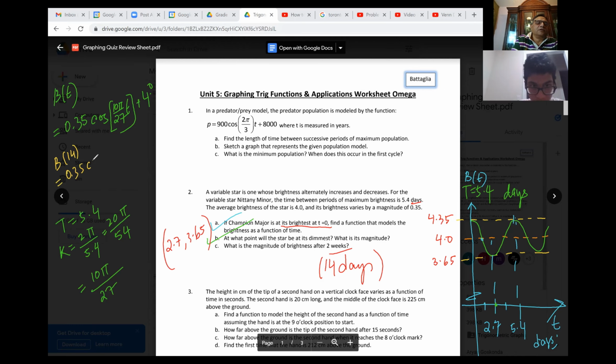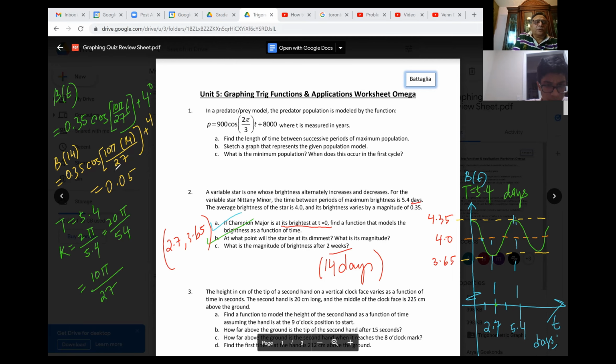0.35 cos of 10 pi times 14 divided by 27. That's how you calculate, right? Plus 4. How much do you get? Yeah, I'm putting it in. Okay, so 0.045. Okay, so that's okay.